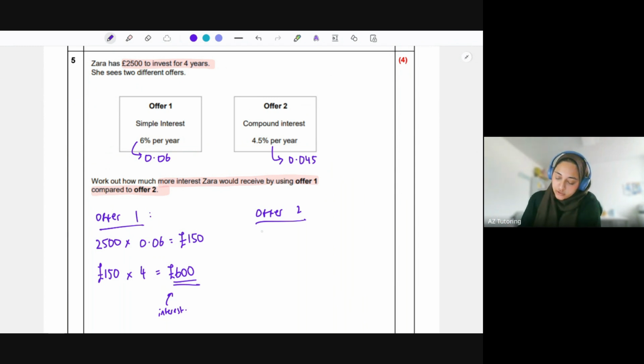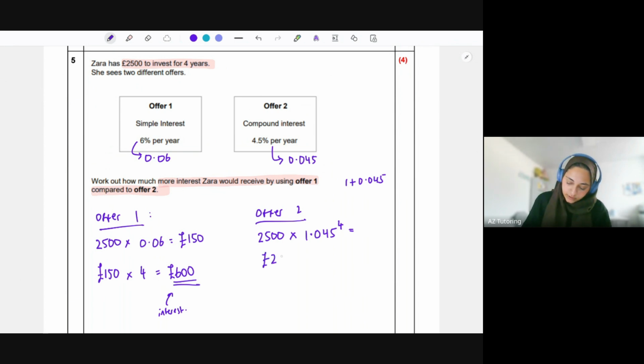The equation for compound interest, you put your starting amount in, so £2,500, times your multiplier, so we're doing 1, add 0.045, so it gives us 1.045. We do that to the power of years that they're keeping the money in, and it's for 4 years. And the answer we get to that, 2,500 times 1.045 to the power of 4, we get £2,981.30.